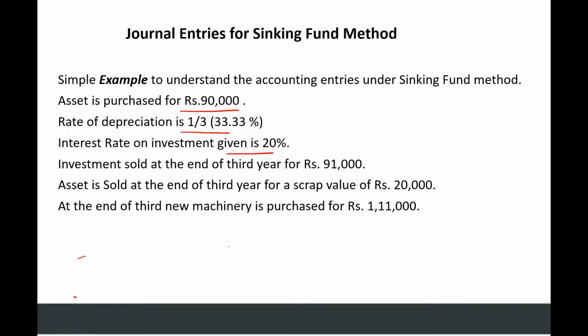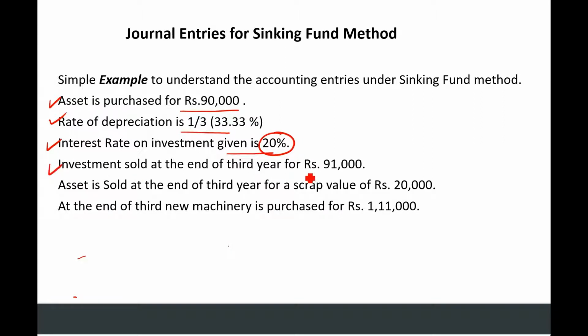Hello everyone. Today I will be explaining sinking fund method journal entries with the help of a simple example. In this example, there is an asset purchase for rupees 90,000. Then there is a rate of depreciation given, one third. Interest rate is given at the rate of 20%. This is just a hypothetical example, so I have taken 20% here.